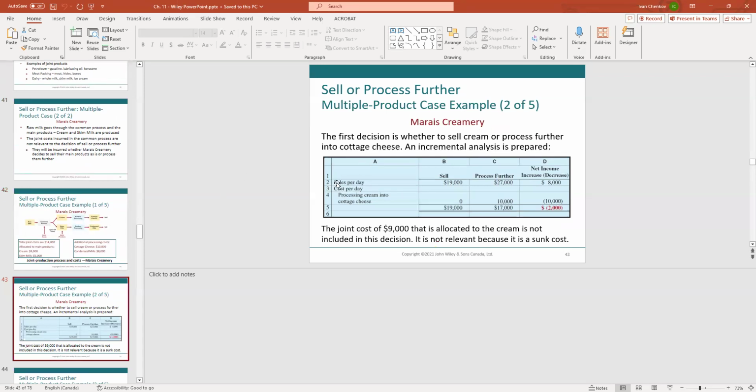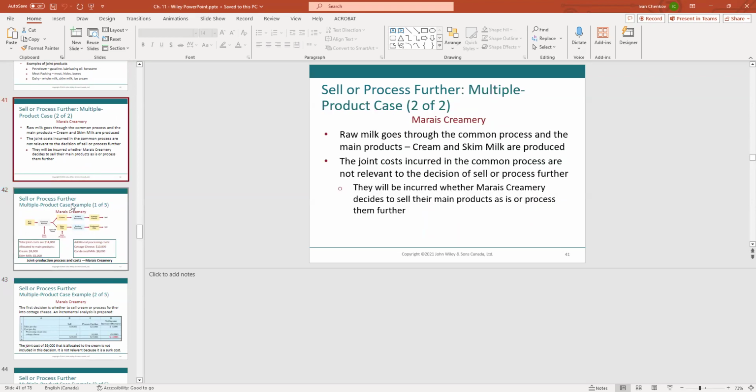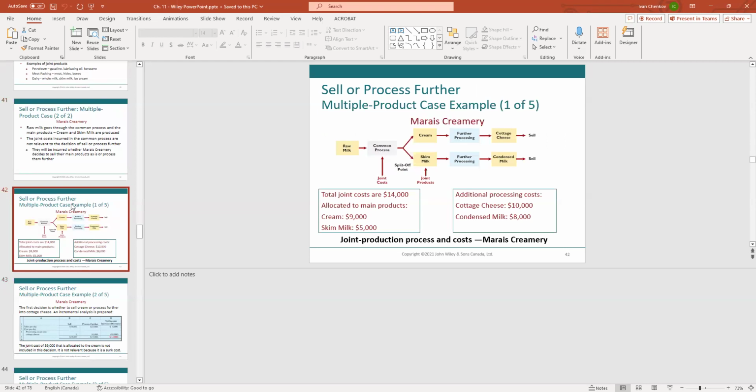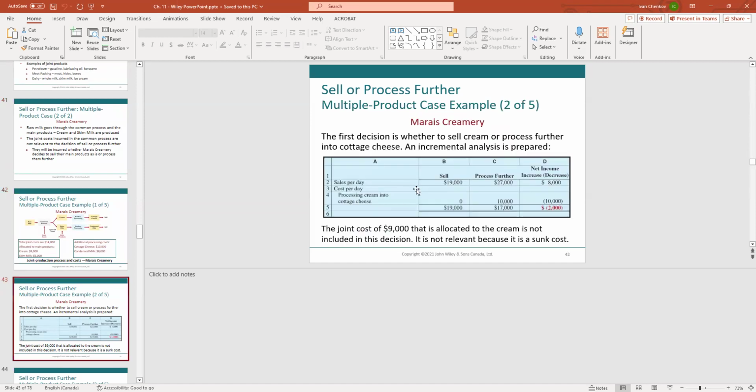So the first decision. Well, they don't give us any more information, really. That's all. They only give us the additional processing cost. There's nothing on the revenue side. Let's see what they have.